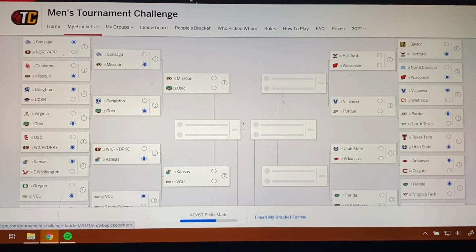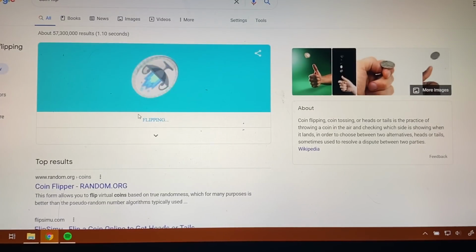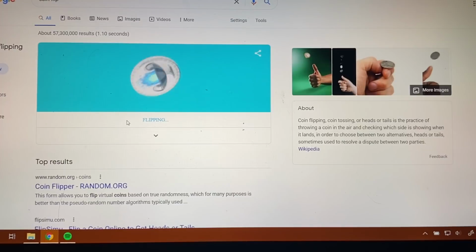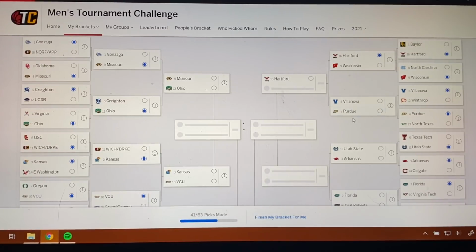Back up here, Hartford versus Wisconsin. We need heads. We need the 16 seed advancing to the Sweet 16. And we do. We have Hartford, the 16 seed, moving on to the Sweet 16. Oh, man. Villanova and Purdue here reprising their battle in the round of 32 a couple of years ago, I think in 2019. We have Purdue here moving on as the bottom team with tails advancing.